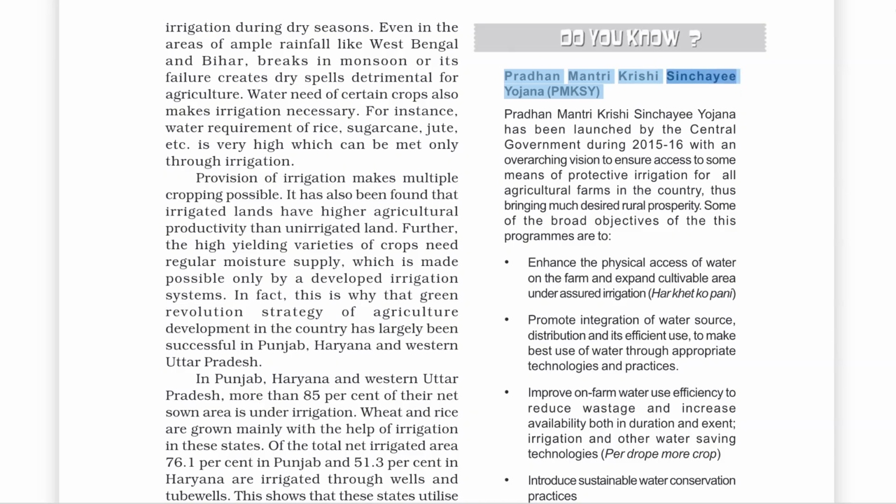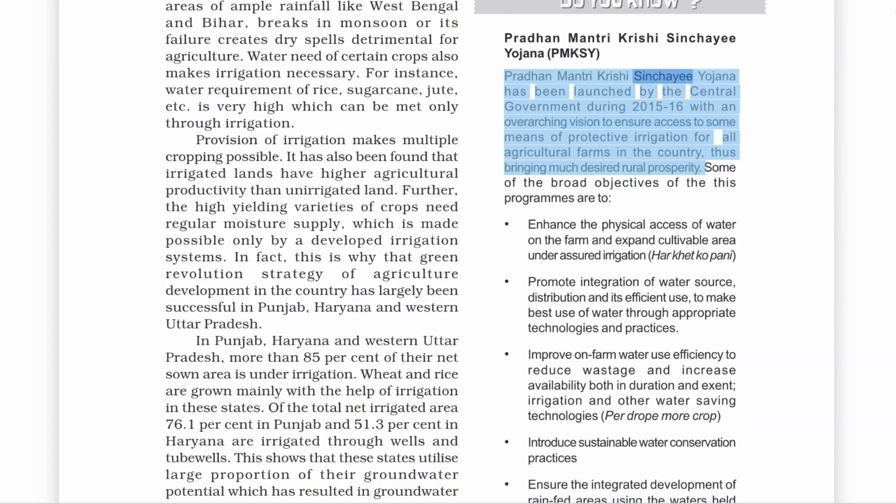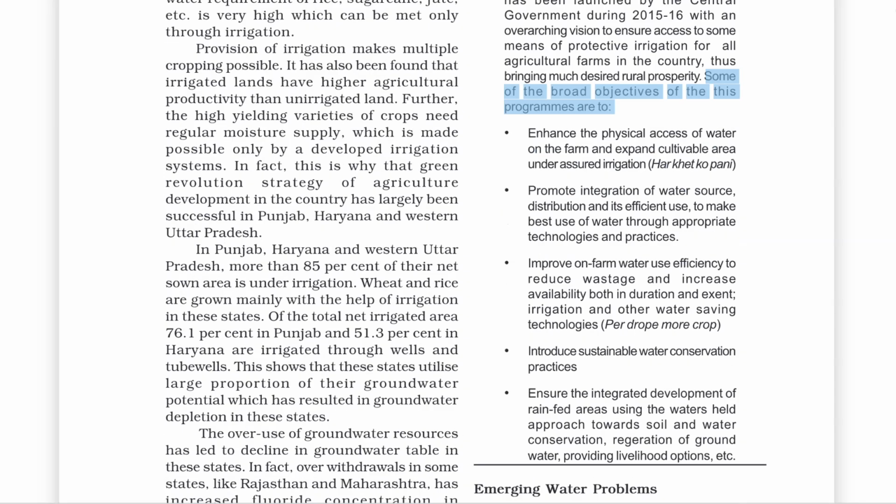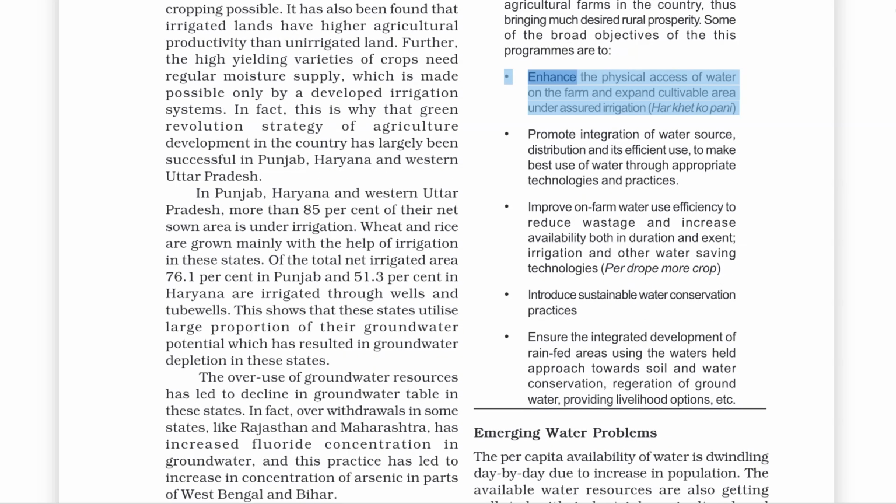Pradhan Mantri Krishi Sinchayi Yojana, PMKSY. Pradhan Mantri Krishi Sinchayi Yojana has been launched by the central government during 2015-16 with an overarching vision to ensure access to some means of protective irrigation for all agricultural farms in the country, thus bringing much desired rural prosperity. Some of the broad objectives of this programme are to enhance the physical access of water on the farm and expand cultivable area under assured irrigation, Har Khet Ko Pani.